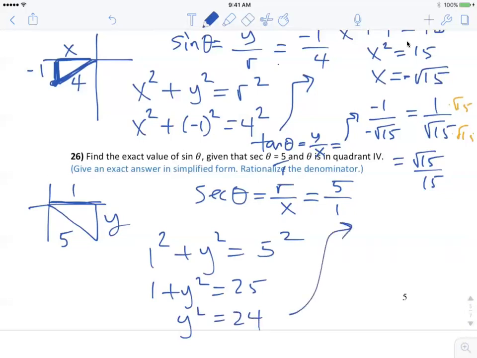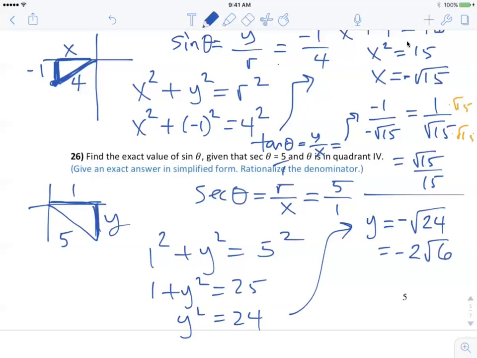So y is square root of 24. Now notice y is negative because it's in quadrant 4, downward below the x-axis, negative root 24. Now you can simplify that. We haven't done that yet, right? Remember that from algebra? Reducing the square root of 24. 24 is 4 times 6, which is 2 root 6. So this would be negative 2 root 6.